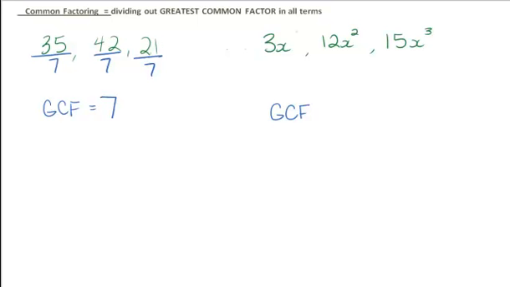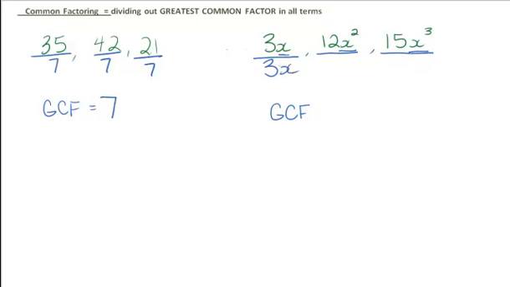In the next set of numbers, I have a 3x, 12x squared, and a 15x cubed. Each term contains a number and a variable, and the variable has exponents on some of them. The greatest common factor that can be divided out of all of those terms, number-wise, is a 3. And as far as the variable goes, the greatest common factor of all of those variables is an x.